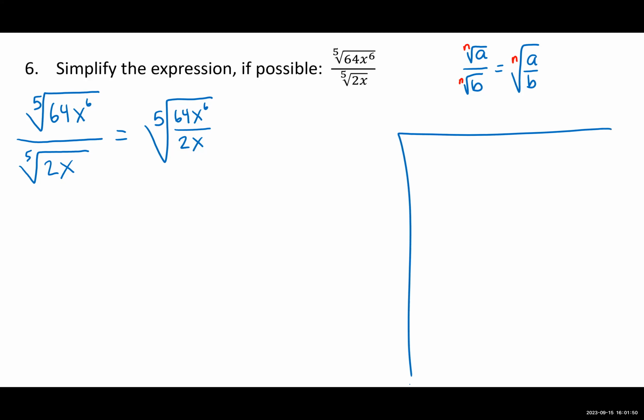So now forget about the root. Just look at the fraction. 64 x to the 6th over 2x. Just look at that fraction. Well, 64 over 2. 64 divided by 2. Remember, fraction means division. So 64 divided by 2 is 32.